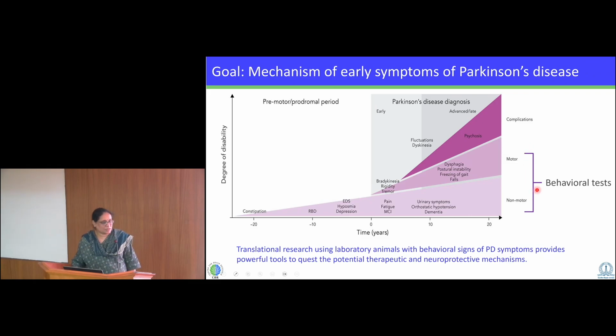For us as basic science people, the most important thing is what outcomes we can relate to molecular mechanisms. If we see certain motor and non-motor symptoms, we can correlate them back to the loss of dopaminergic neurons as well as the molecular mechanisms. So translational research using laboratory animals should focus more on these behavioral symptoms, which can show the trajectory of Parkinson's disease.